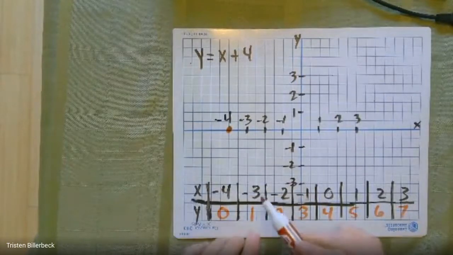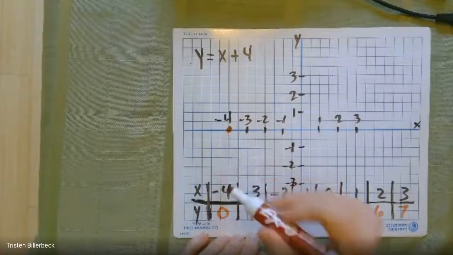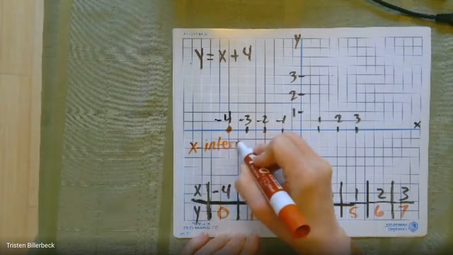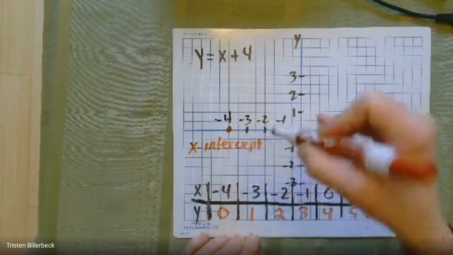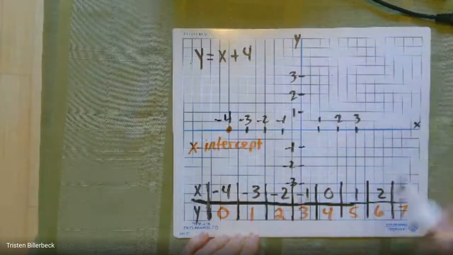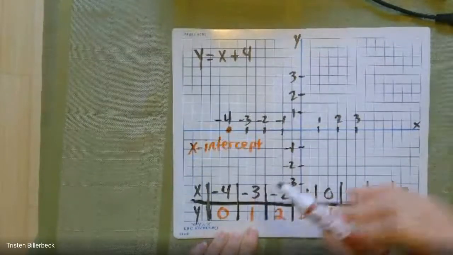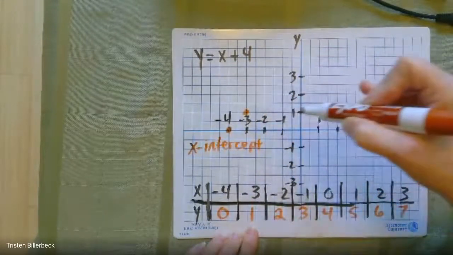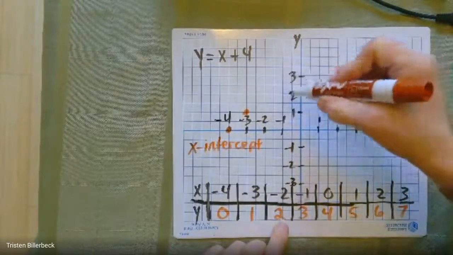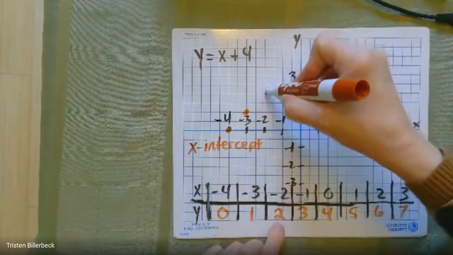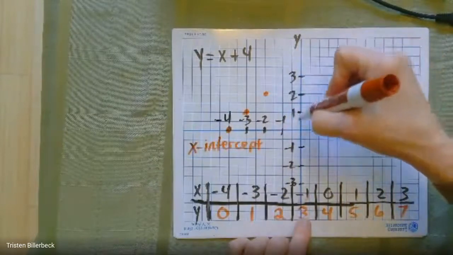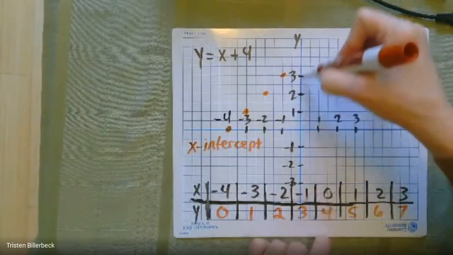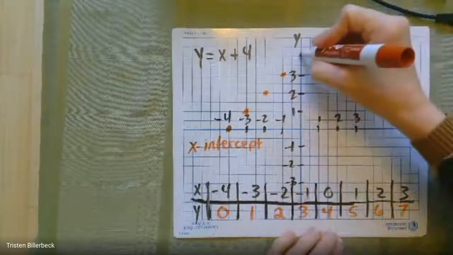Okay, and this is actually called an x-intercept, when I have a point right on the x-axis. Now I have negative 3, but I'm up to positive 1. Then I'm at negative 2 right here, and I'm up to 2. Then negative 1, I'm at 3. And at 0, I'm way up here at 4.